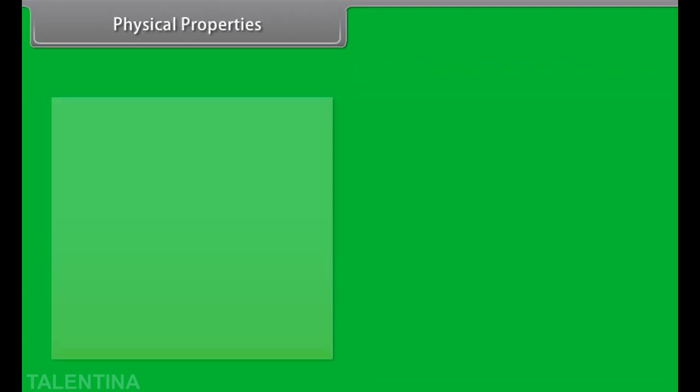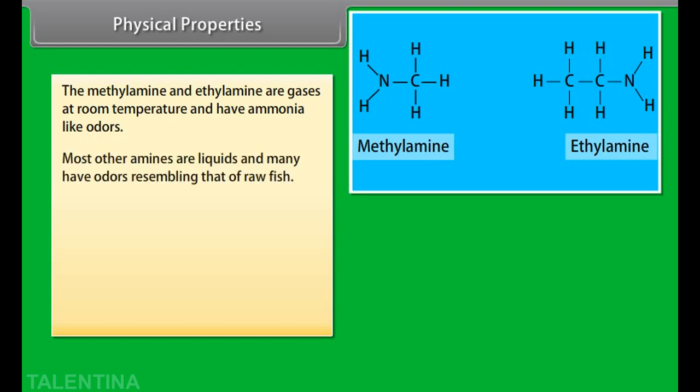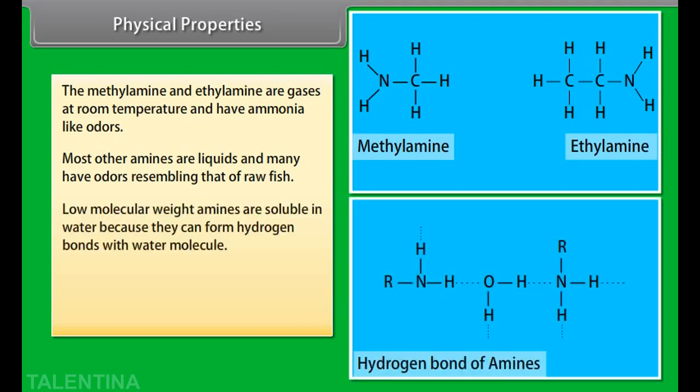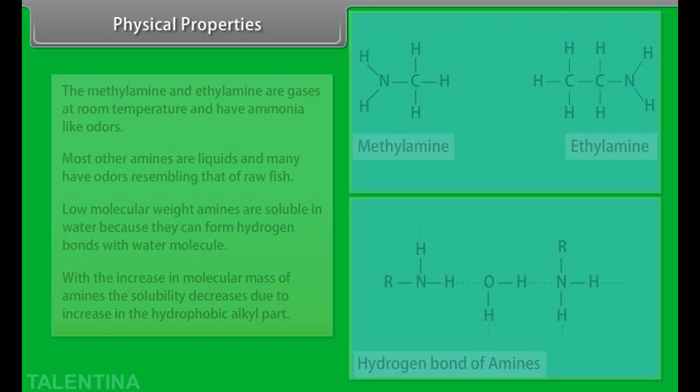Physical properties. The methylamine and ethylamine are gases at room temperature and have ammonia-like odors. Most other amines are liquids and many have odors resembling that of raw fish. Low molecular weight amines are soluble in water because they can form hydrogen bonds with water molecules. With the increase in molecular mass of amines, the solubility decreases due to increase in the hydrophobic alkyl part.